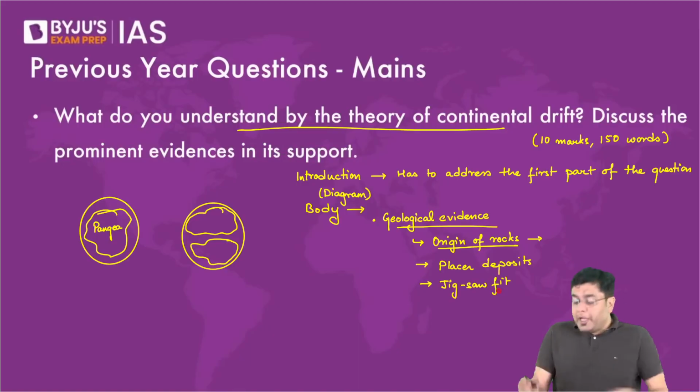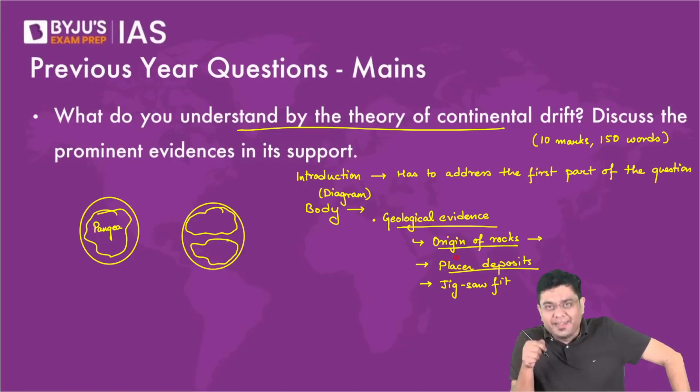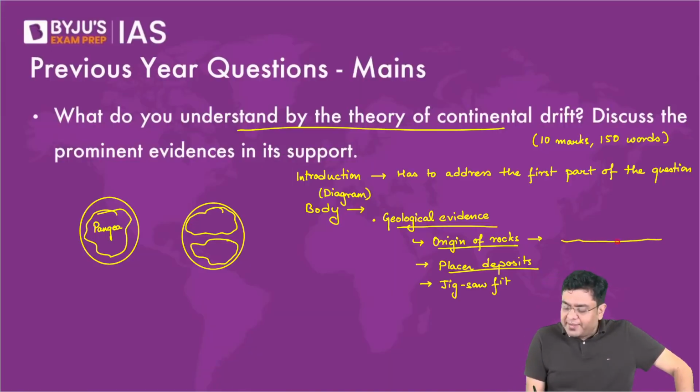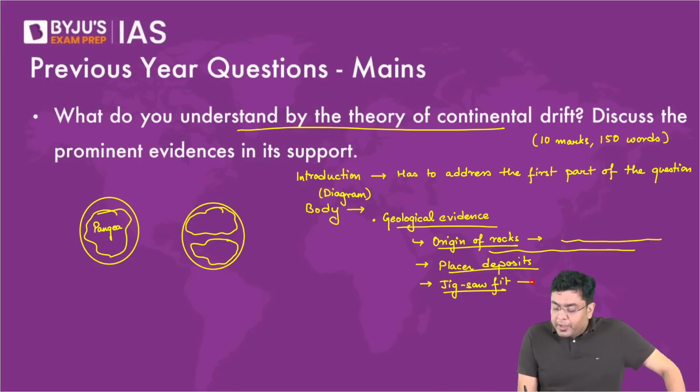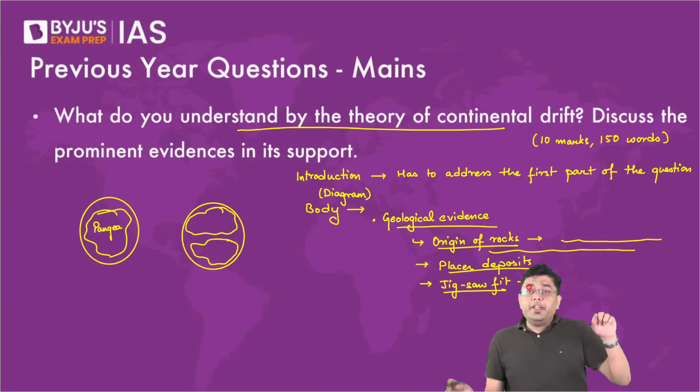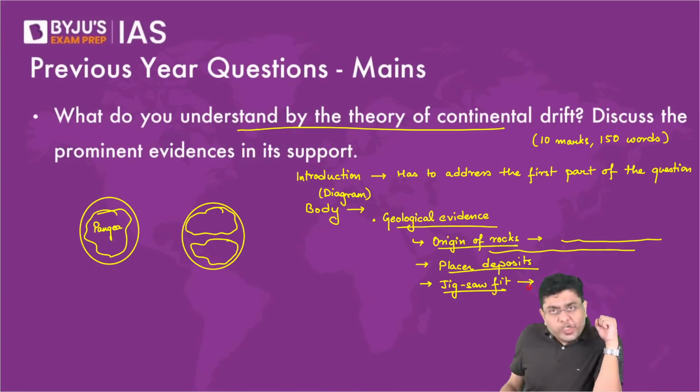Now, in all these, you have to write this and then write a couple of sentences about it. It should not be like a table of contents. For each one of them, you have to write a couple of sentences elaborating what you are trying to mean by that. For example, when you are writing about the jigsaw fit, you have to talk about how the various different edges of the continents have a resembling shape. And there you can indicate a rough diagram of South America. So here also a diagram is required.